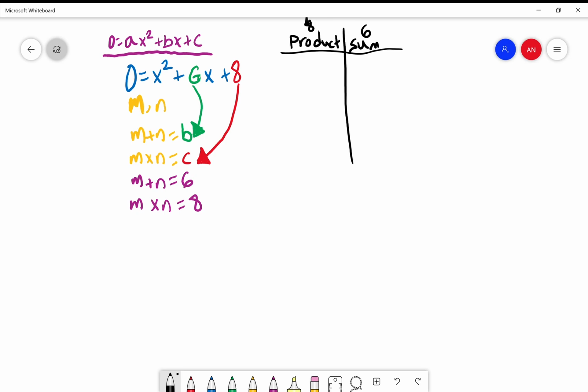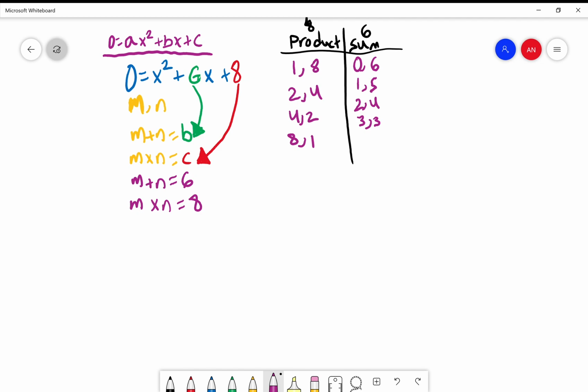So we have to find factors of 8 for the product. So let's list out the factor pairs of 8. 1, 8, 2, 4, and then 4, 2, 8, 1. They're the same. So for the sum, a number that's under 6: 0, 6, 1, 5, 2, 4, 3, 3, and so on.